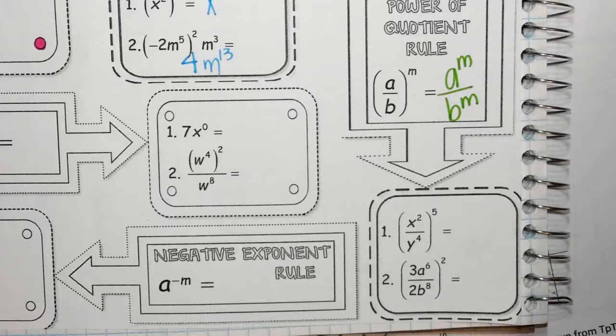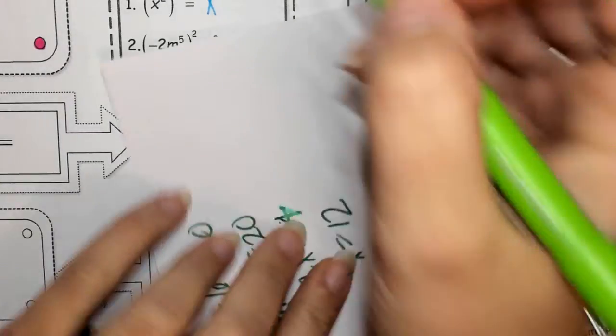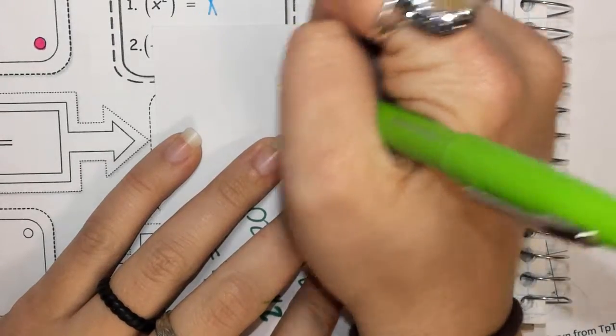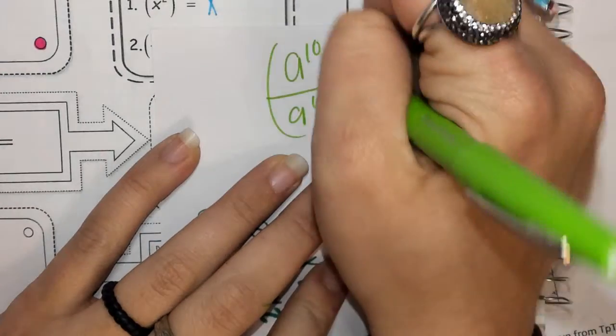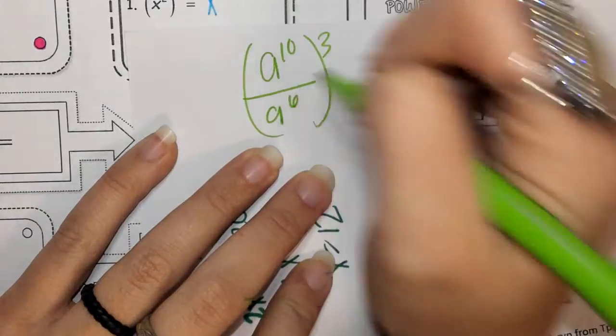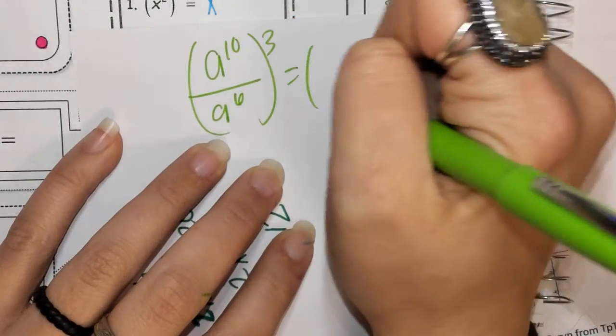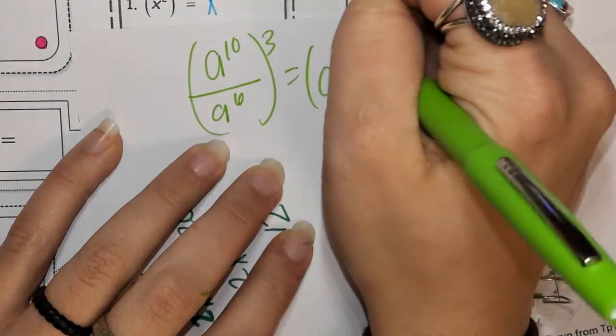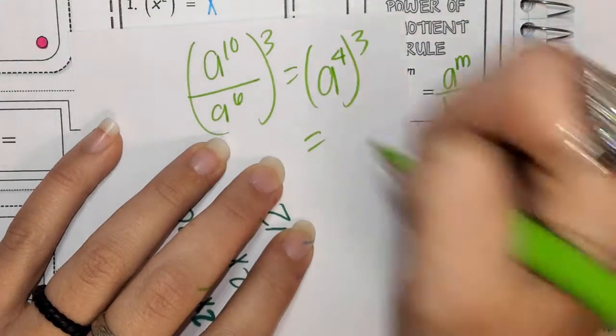Just do it like you're subtracting. If you had a to the 10th divided by a to the 6th quantity cubed, you would do 10 minus 6 because those are like bases. What's 10 minus 6? 4. And then you would cube that. What's 4 times 3?